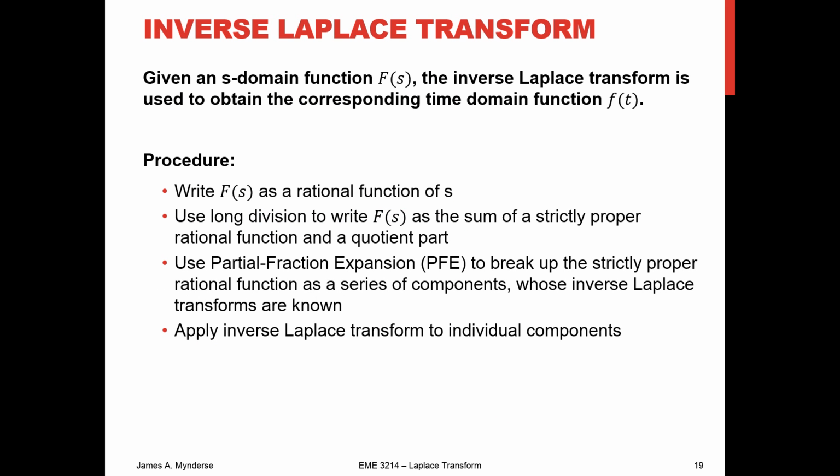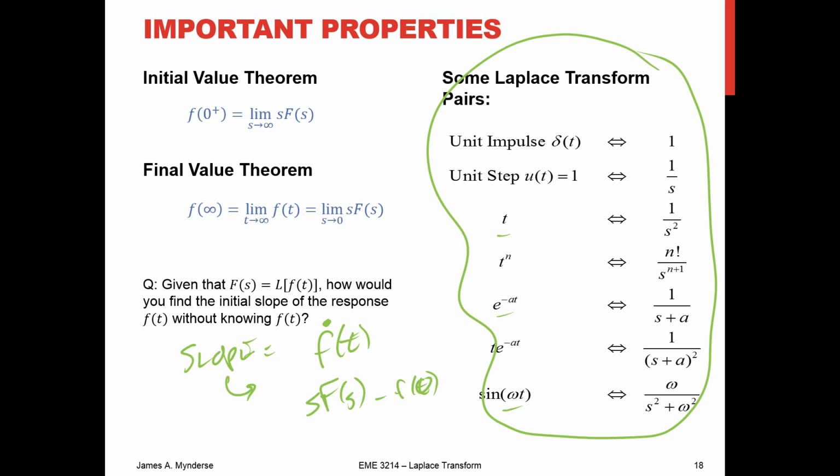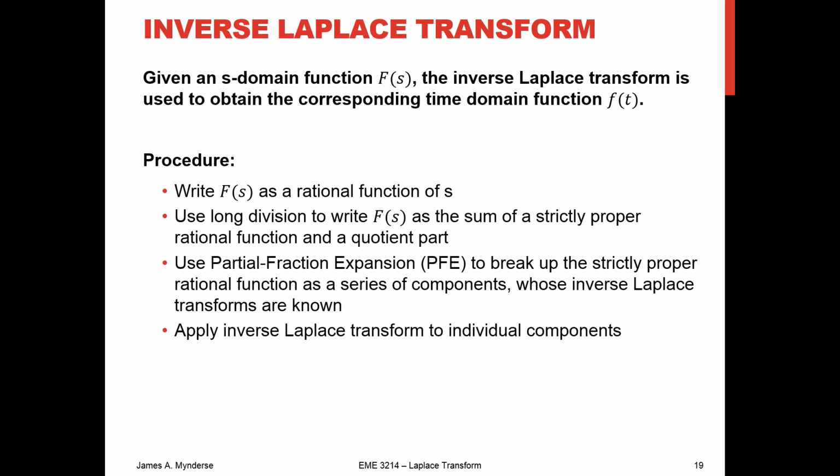Once we've got F(s), if we want to go back to f(t), we're going to write it as a rational function of s. So we're going to end up with a rational function, a quotient, and we're going to use partial fraction expansion, which you've seen before. We break this up into a sum of components, and each component is going to be something off that table. Then clearly we can go back from those to time using our inverse Laplace transform.